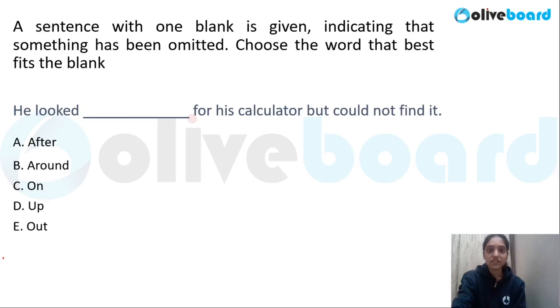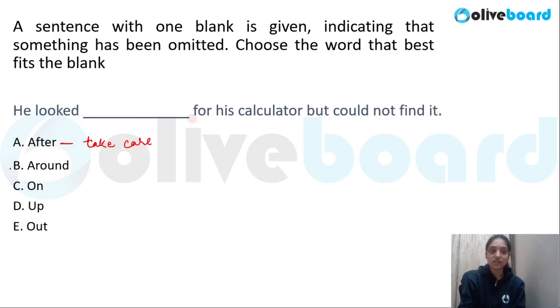Moving on, this is a fill in the blank kind of question. Here you are given a sentence followed by 5 options and you have to find out the option which most appropriately fits the blank. Let us solve together. He looked dash for his calculator but could not find it. Option A says looked after. Now the phrasal verb look after means to take care of someone or something. This does not fit the context of our sentence.